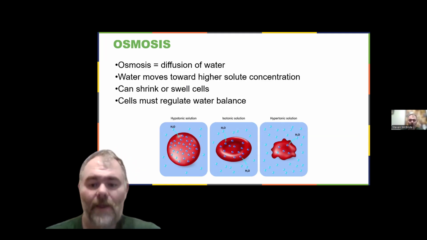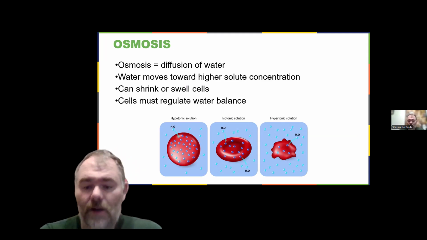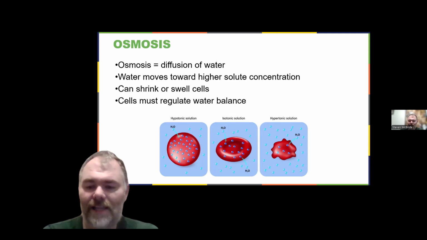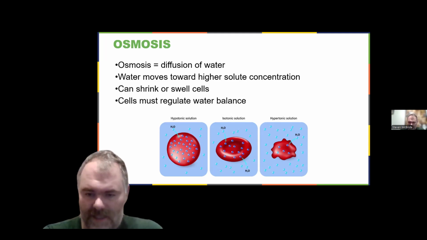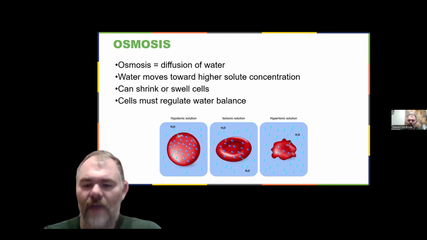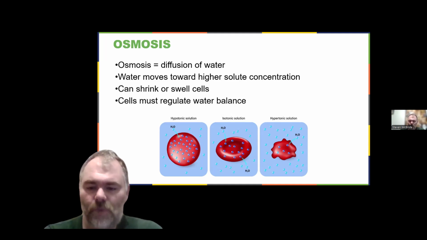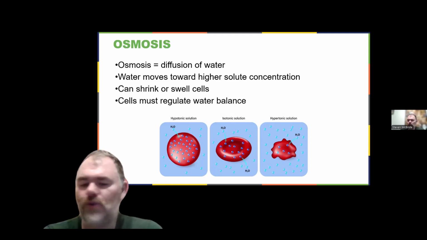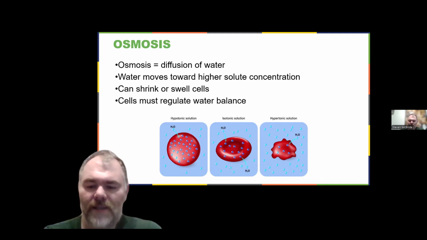Osmosis is a special type of diffusion that involves water. In osmosis, water moves across a selectively permeable membrane from areas with lower solute concentration toward areas with higher solute concentration. Another way to think about this is that water tends to move towards the side with more dissolved substances. This movement is extremely important because water balance strongly affects cell structure and function. If too much water enters a cell, the cell may swell and potentially burst. If too much water leaves, the cell may shrink and lose normal function. Because of this, cells must carefully regulate water balance to maintain homeostasis.